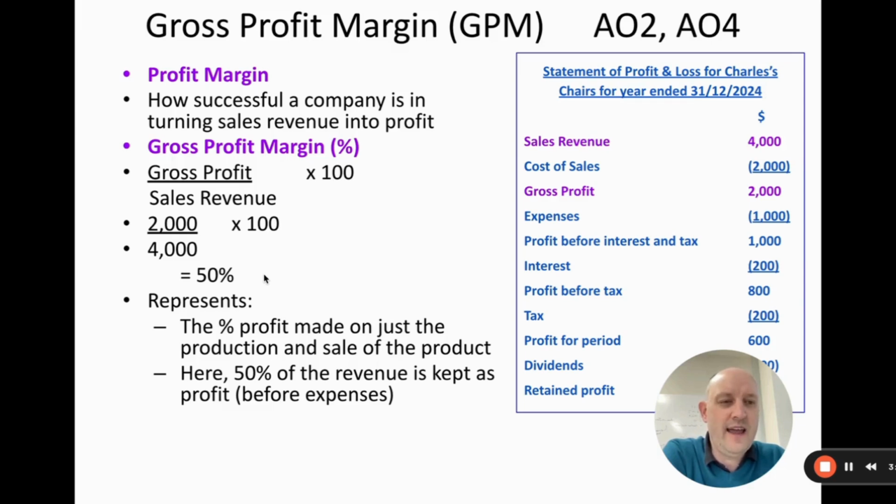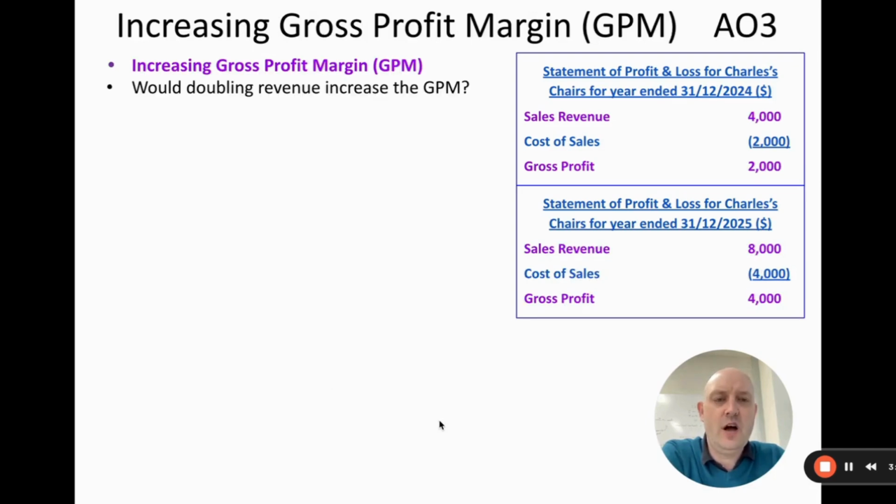And obviously the higher, the better. What that means is that the sales revenue in comparison to the cost of sales is a lot better, and so we get to keep more of the sales revenue as gross profit. So that's the calculation. Clearly, all other things being equal, we want the gross profit margin to be as high as possible.